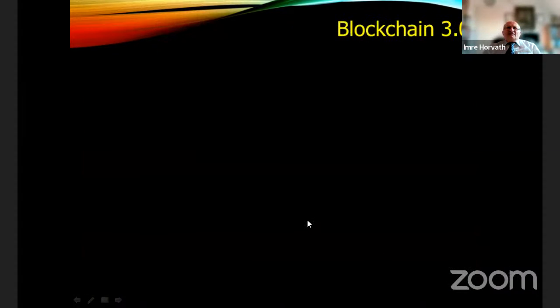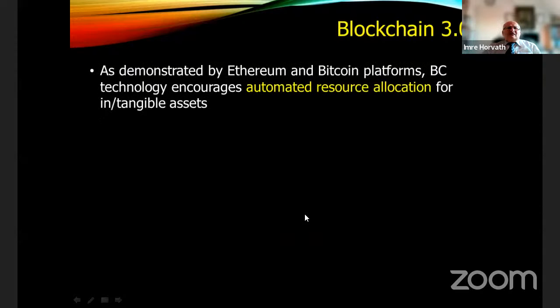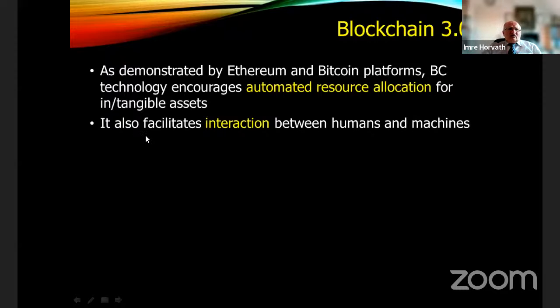The last thing I would like to mention here is an outlook into the future, because blockchain 3.0, although identified as the forthcoming version of blockchain theory, is not yet fully developed and implemented. Nevertheless, as has been demonstrated by the Ethereum and Bitcoin platforms, blockchain technology encourages automated resource allocation for intangible or tangible assets. It also facilitates interaction between humans and machines. These are the two focus areas where blockchain 3.0 is targeted.